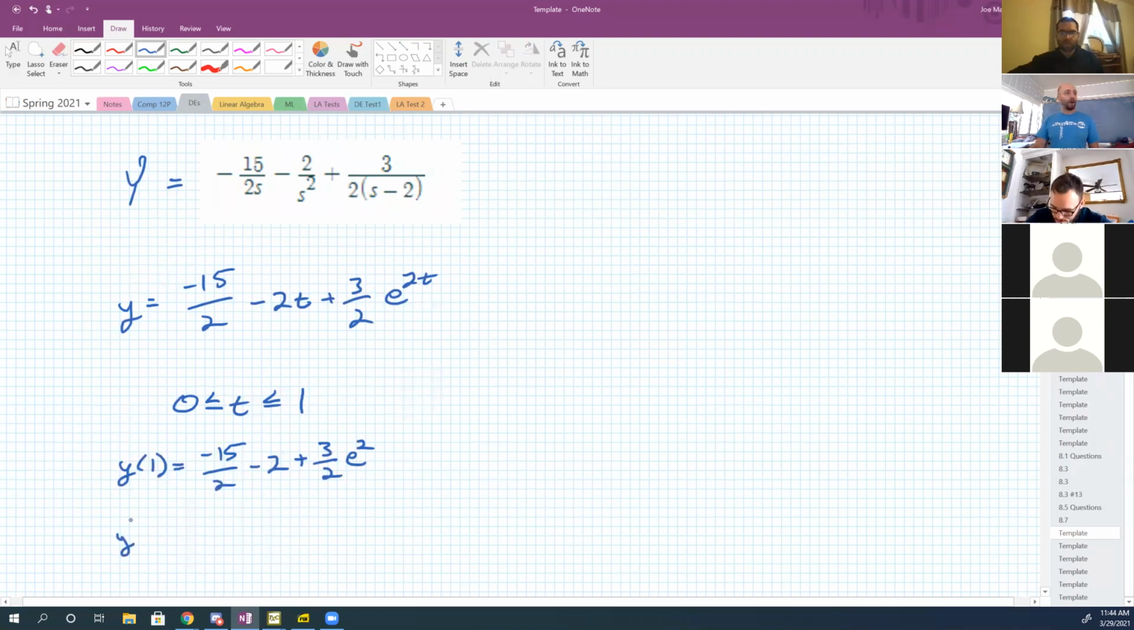And I also need y prime at 1. And y prime at 1 is going to be, well, I need to take the derivative of this. So y prime at something is going to be minus 2 plus 3e to the 2t. And so y prime at 1 is going to be minus 2 plus 3e squared. Okay, now what? Do it all again for the second.